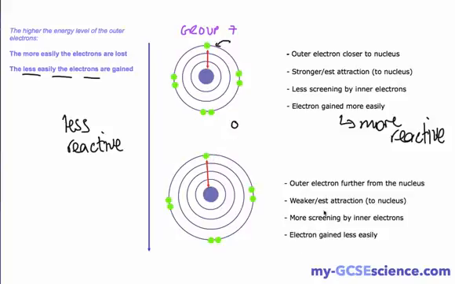So this is a much less reactive element from our group 7. Okay, so I hope that made sense. Remember, you must be able to explain why these things are more reactive, and this is how you do it.